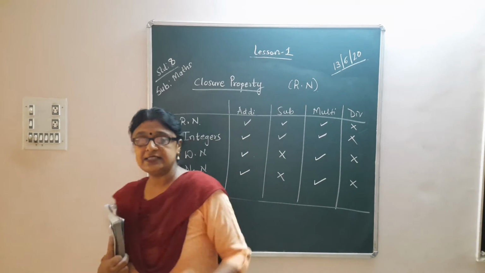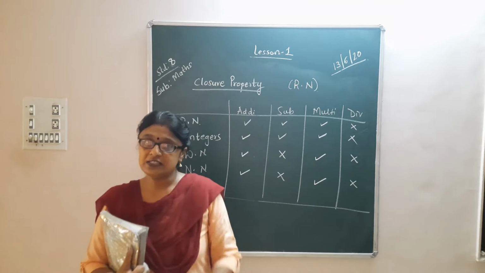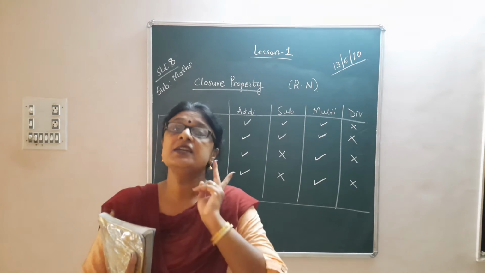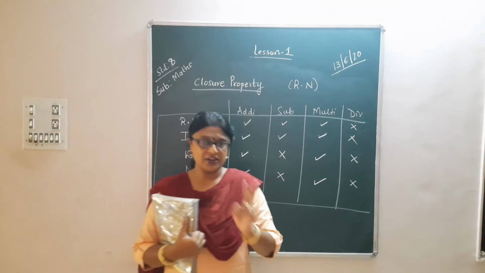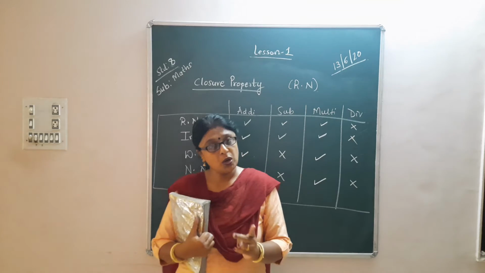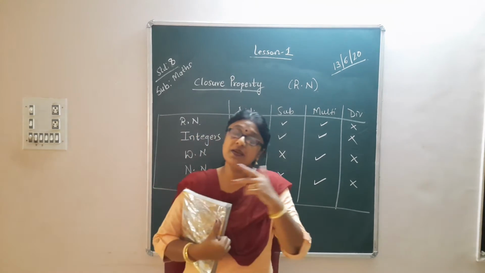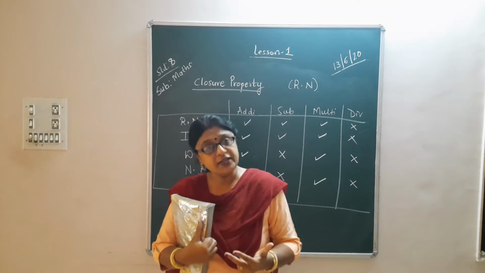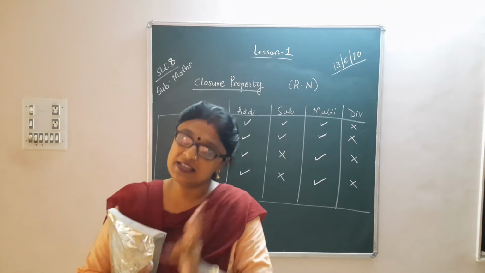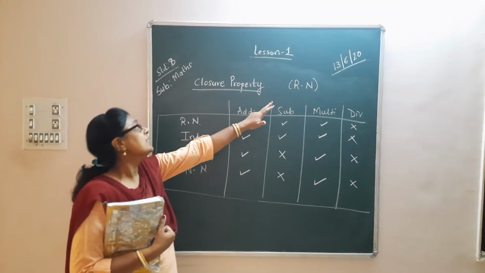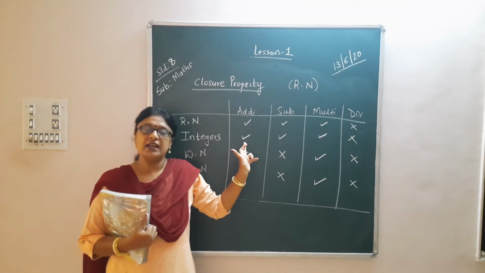Closure property suggests that when you add, subtract, multiply and divide any 2 numbers, whether they are rational, integers, whole or natural, do you get the answer as that respective number? If I am adding 2 integers, do I get the answer as an integer? If yes, I say that closure property for addition in integers is closed.